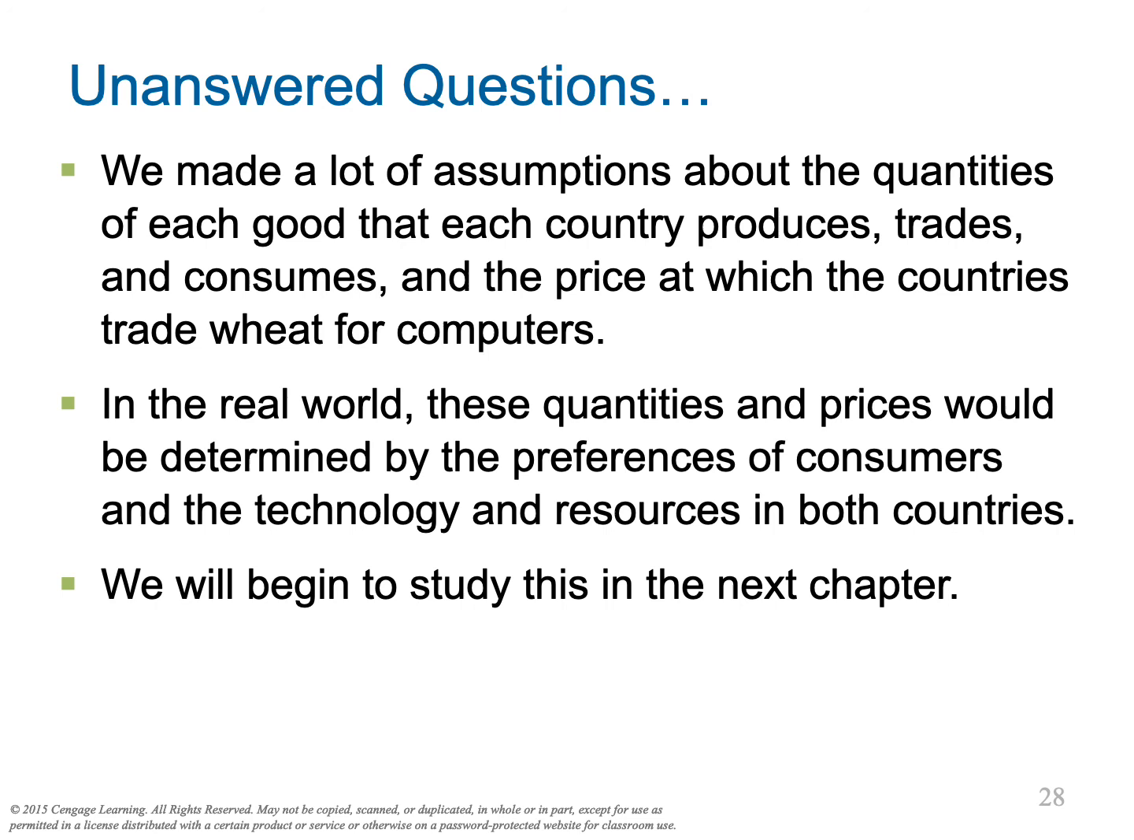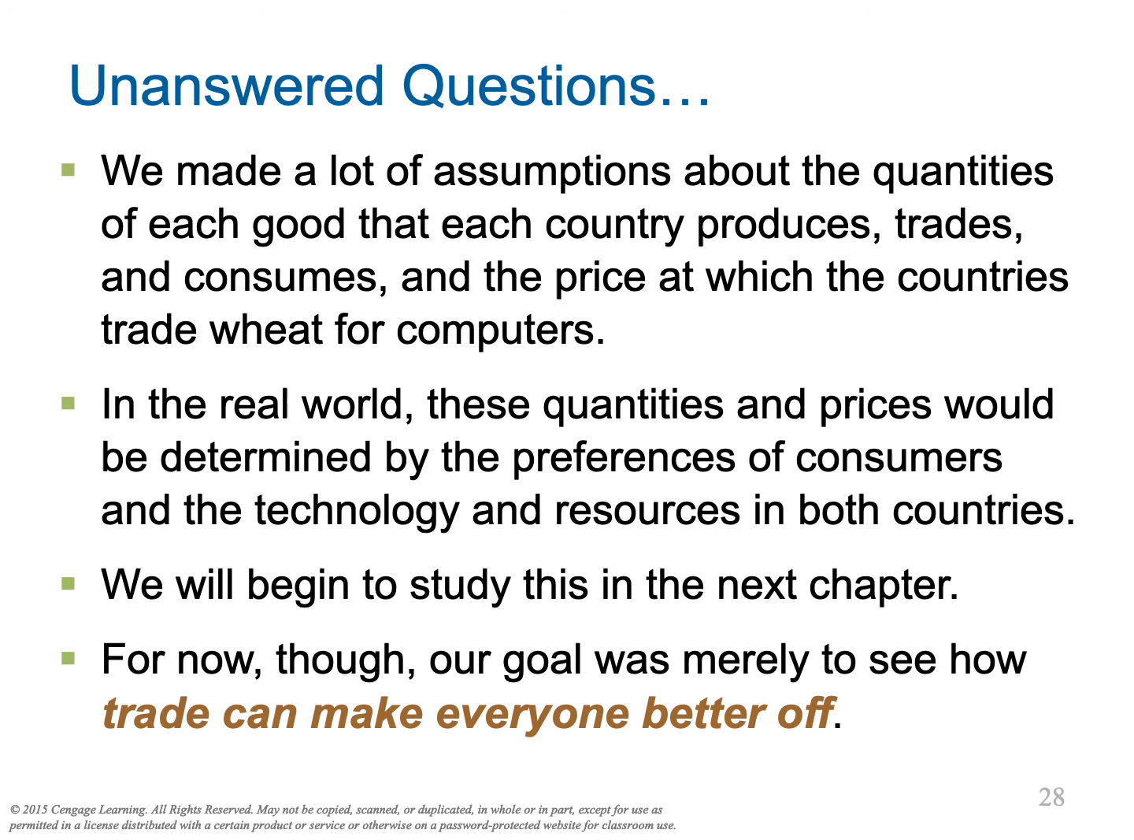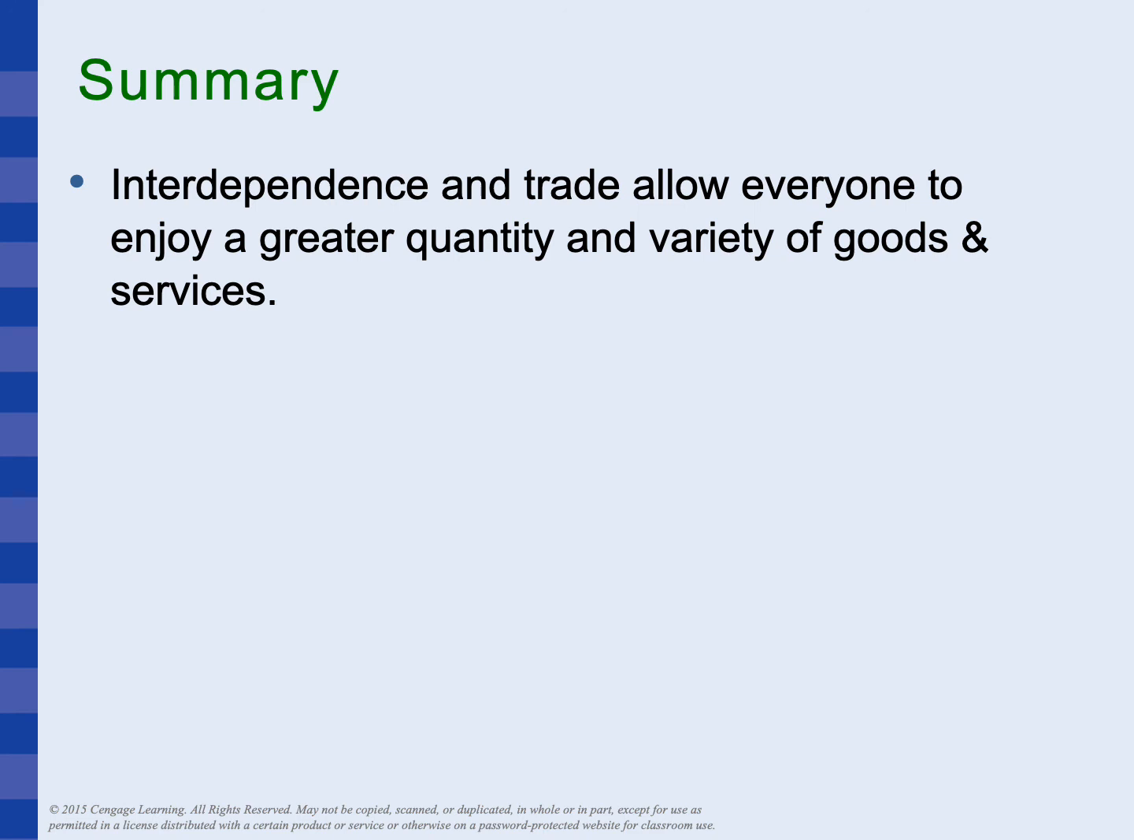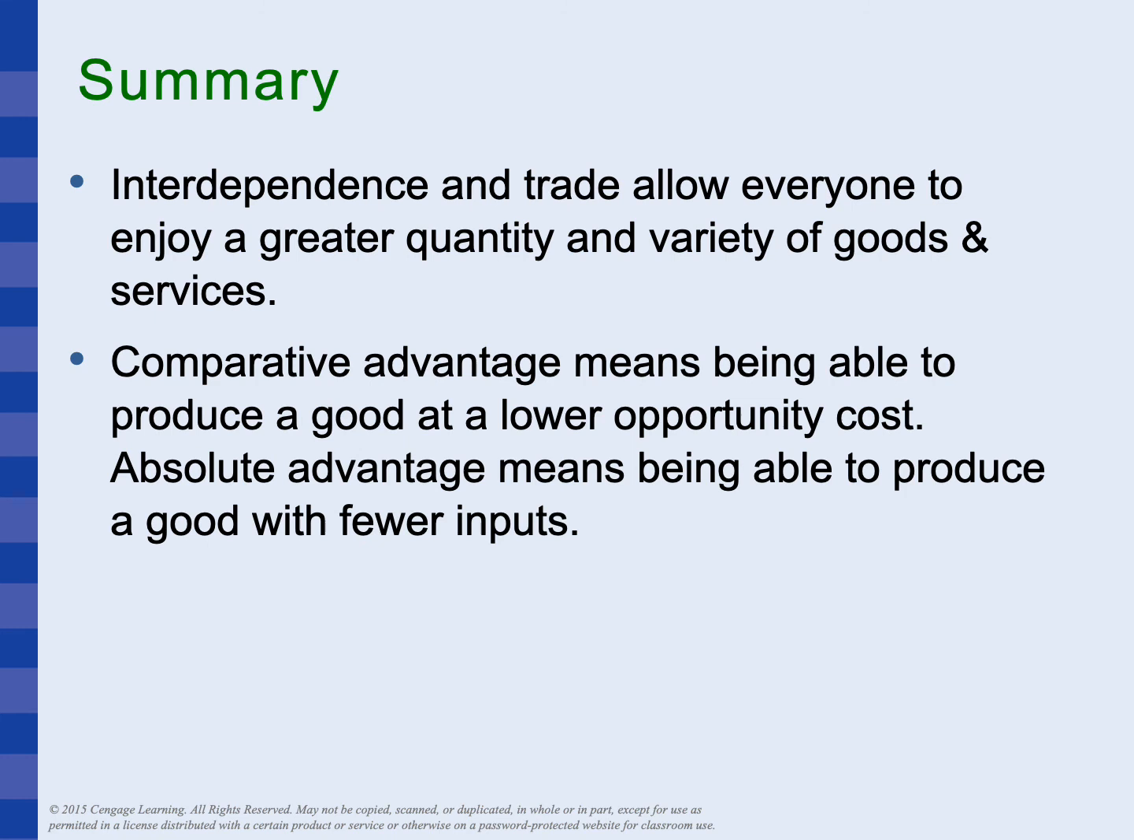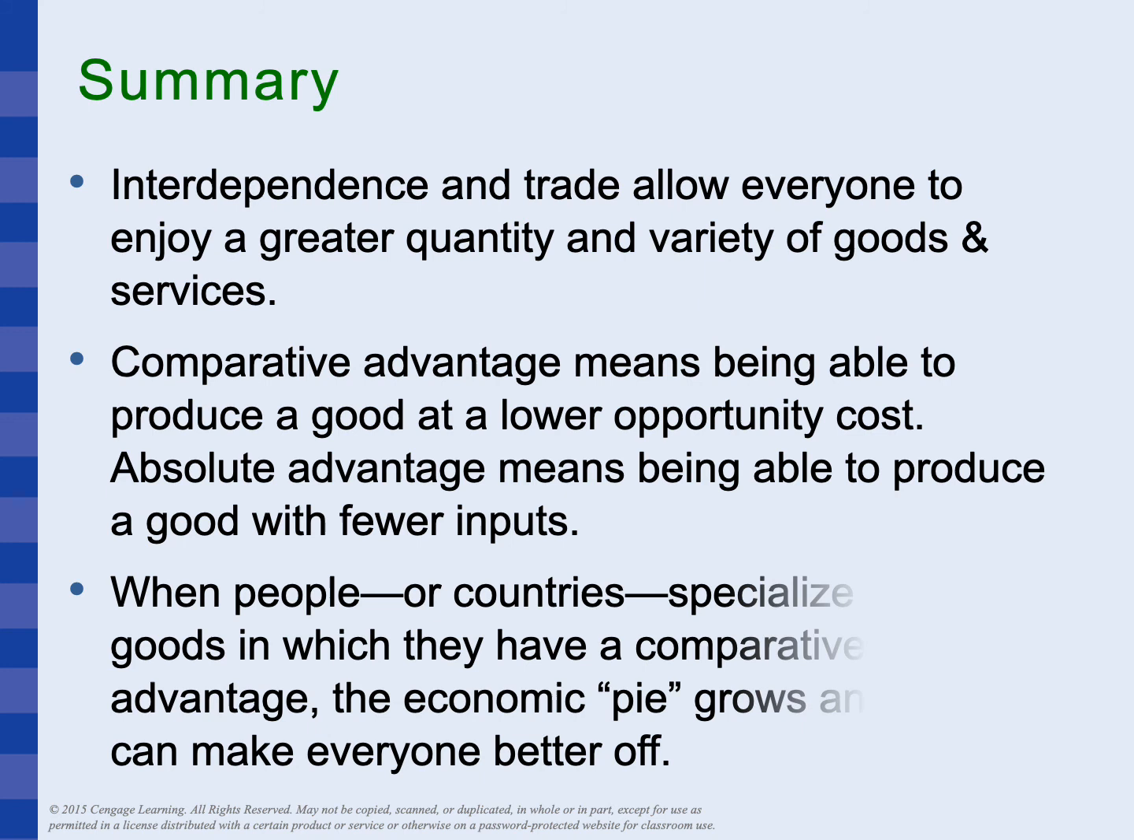But for now, our goal, of course, was merely to see how trade can make everyone better off, which is what we accomplished. So just to summarize what we learned here, we looked at how interdependence and trade allow everyone to enjoy a greater quantity as well as variety of goods and services, as it turns out. We learned about comparative advantage and how that means being able to produce a good at a lower opportunity cost, which is really what we care about. And we contrasted that to absolute advantage, which is just being able to produce something with fewer inputs or fewer resources. And we also saw how when people or countries specialize in goods in which they have a comparative advantage, that allows the economic pie to be bigger, and therefore it allows for countries to be better off after they specialize and then trade.